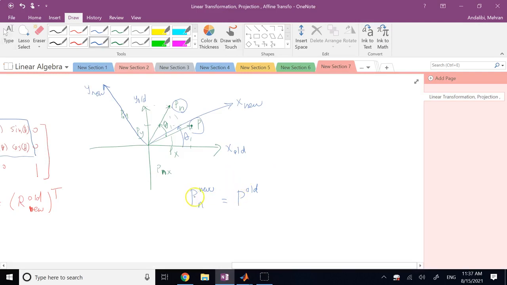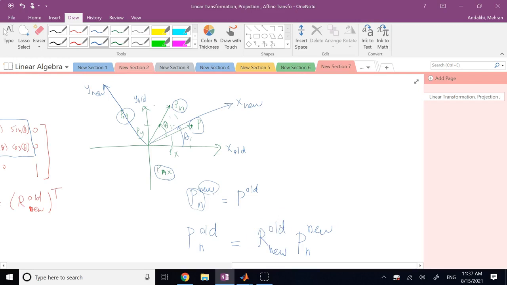How can I get P of n with respect to the old frame? Because this is Pn in the new frame, but what I really want is Pn in the old frame. So my question is, what is Pn in the old frame? And you say, well, this is equal to Pn in the new frame, whatever it is, times rotation of the new frame with respect to the old frame.